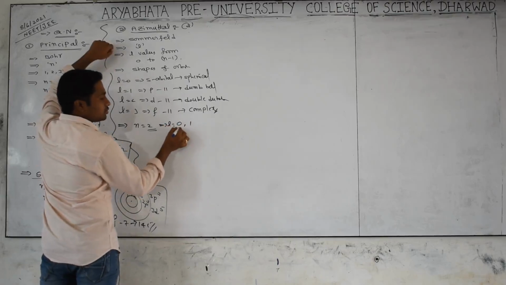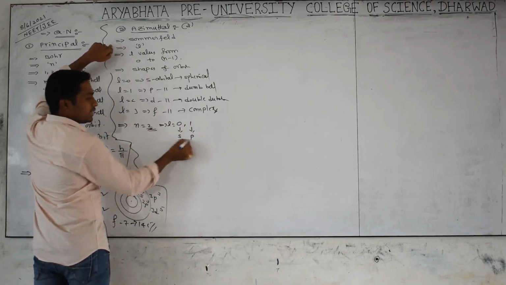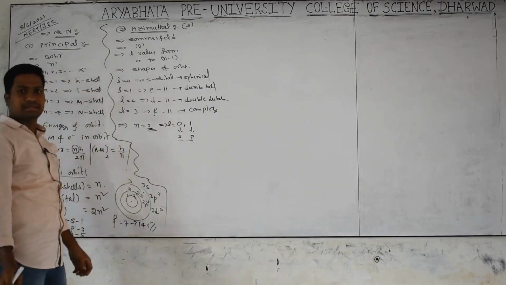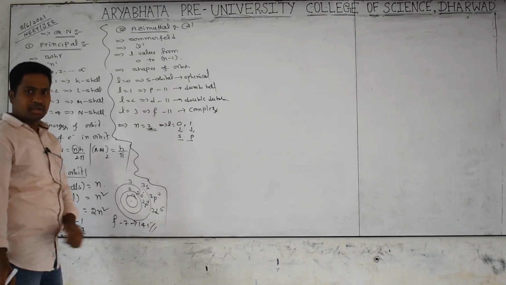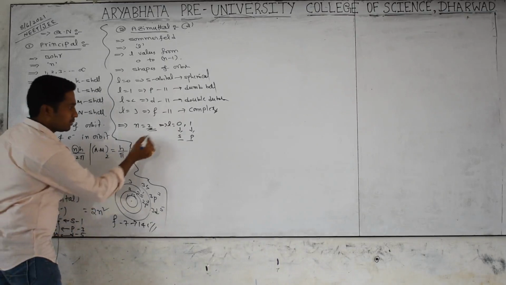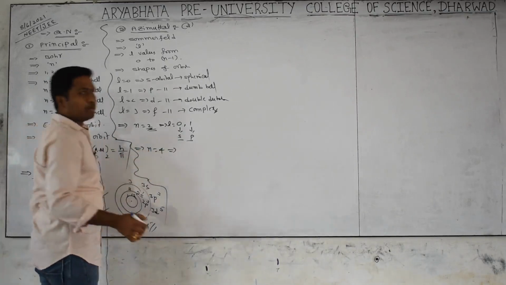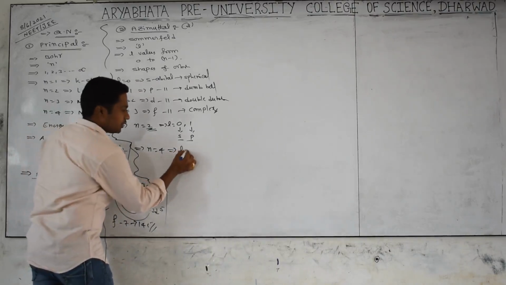If l equals 0, it is an s orbital; l equals 1, a p orbital. So the second shell contains 2 subshells, which are s and p. Are you getting it? Yes. Next we are going to discuss some other things. For example, you have n equals 4. What are the possible l values, from where to where?